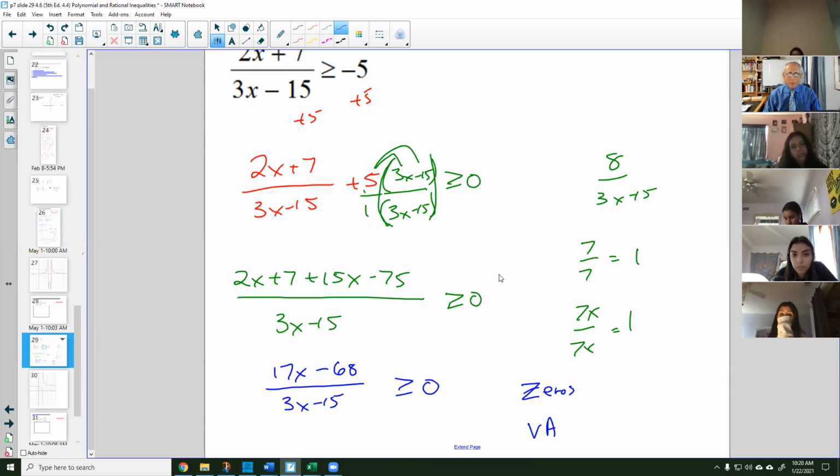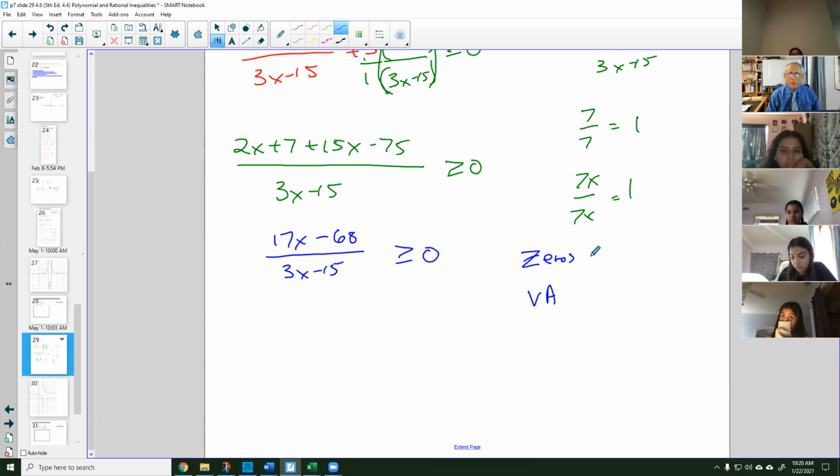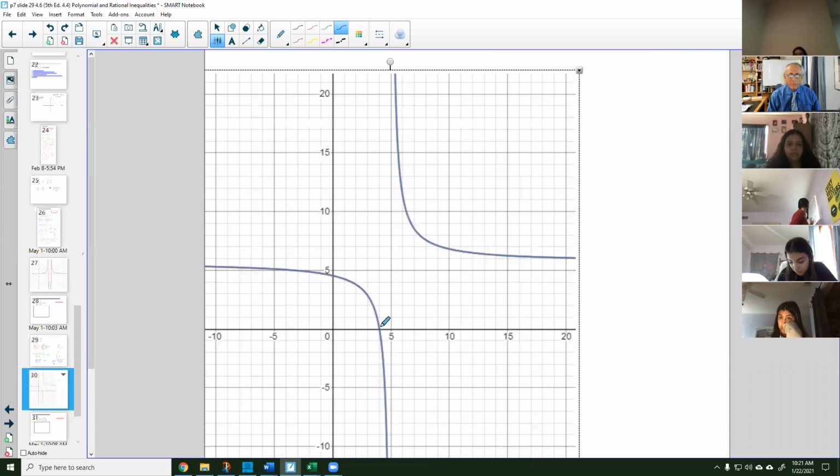Bridget said the zeros are the numerator, the vertical asymptotes are the denominator. So let's go 17x minus 68 equals 0. So 17x equals 68. X equals 4, because 17 into 68 is 4. And that is confirmed on my graph right here. Here is my 0 at x equals 4.